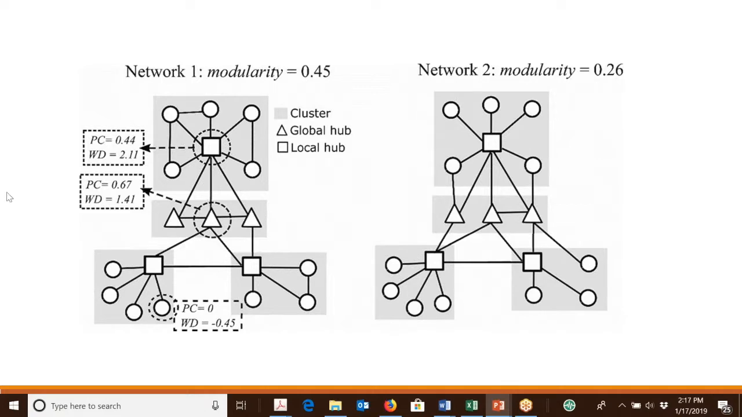You can also see here, for example, in terms of PC and WD values, that this individual node has a high PC value because it's connected to three different modules within the network, whereas this node here has a low PC value, participation coefficient. It's not a good global hub because it only connects with one other module. And you can also see that these nodes differ in terms of their WD. This has a high WD value because it connects to many nodes within its module. And this again has a low WD. It's only connecting with one node within its module.